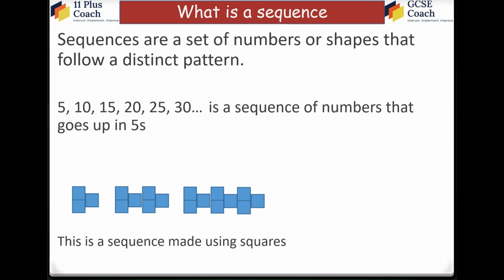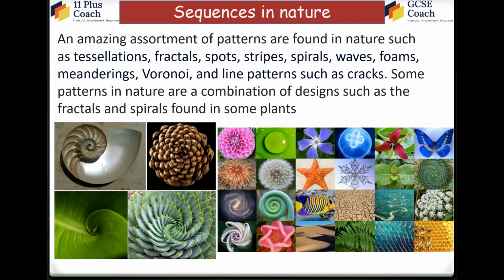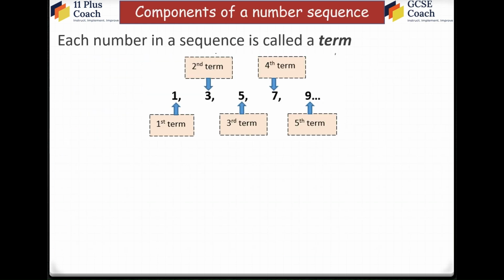Here's a sequence of squares that make up a shape. So you can have sequences in many forms. Here's an example of sequences in nature. You'll see in many places where the object in nature actually follows a sequence of some sort. Flowers are a very common example, as well as things like butterflies, shapes in landscapes and all sorts of things. You can actually observe sequences in nature in many different ways. We're dealing specifically with sequences using numbers, and maybe some shapes a bit later on.